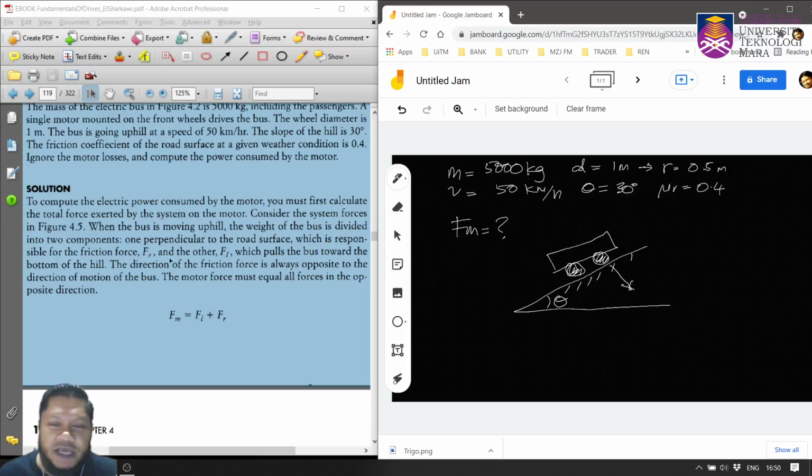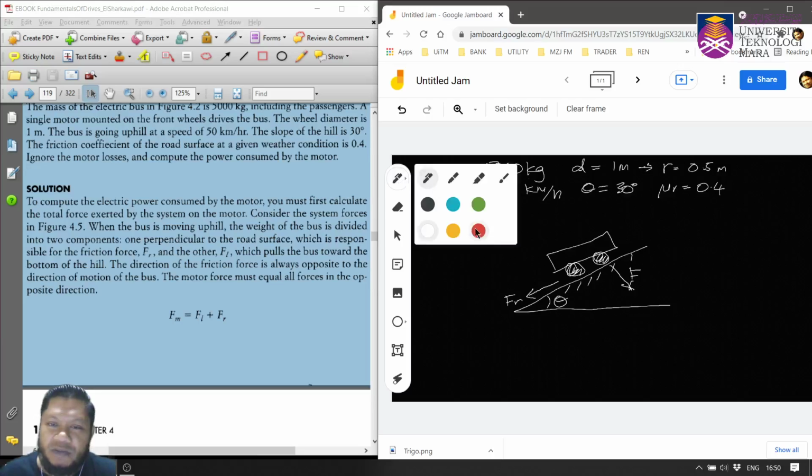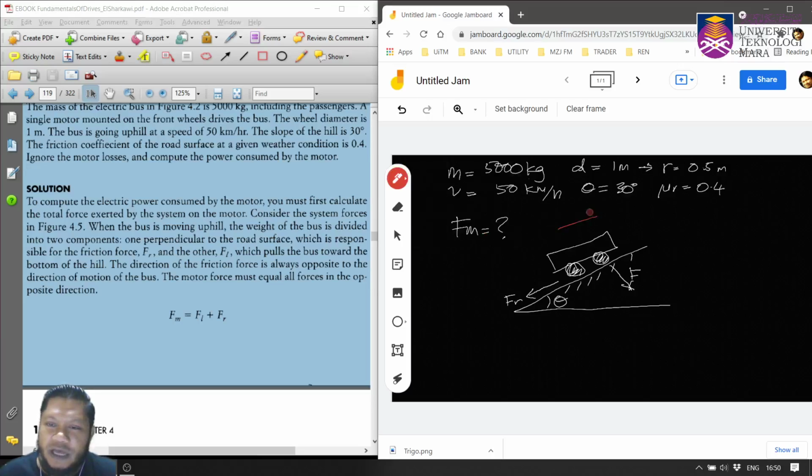the friction force Fr, which means this force is responsible for Fr. So Fr is always in that direction. So the force of the friction is going down there because our motor is moving uphill, right? So Fr, the force of the friction, is going opposite to the bus.